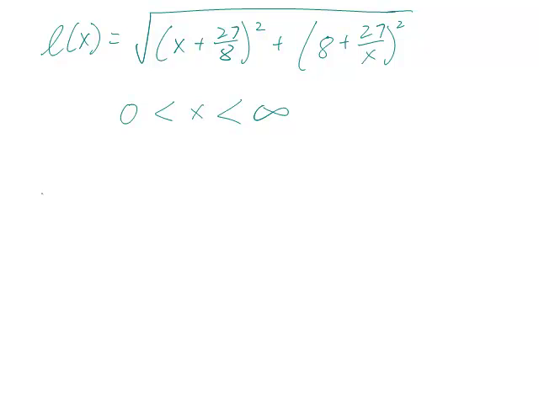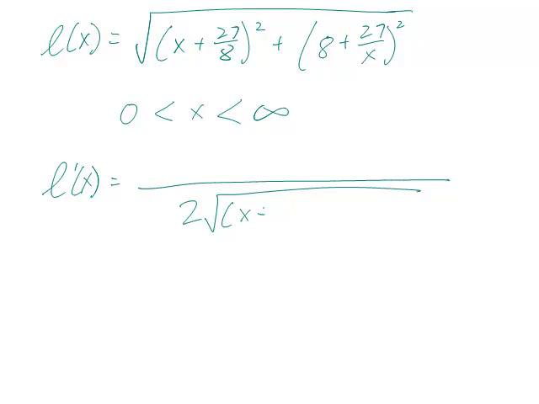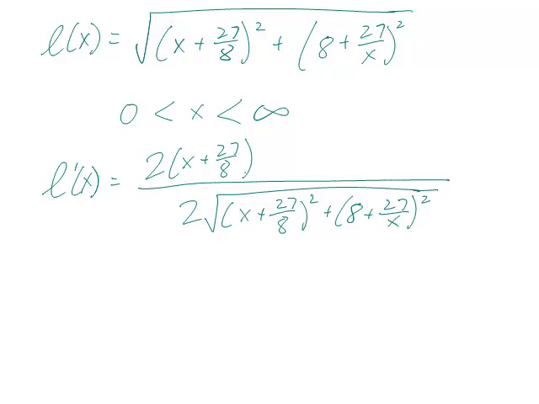So let's minimize this by first doing L prime. When you take the derivative of a square root, it is 1 over 2 root, whatever's inside the square root, times the derivative of what's inside the square root. So the first one is 2 times (x plus 27 over 8) times the derivative of x plus 27 over 8, which is just 1, plus 2 times (8 plus 27 over x) times the derivative of 8 plus 27 over x. Derivative of 8 is 0, derivative of 27 over x is minus 27 over x squared, because 27 over x is 27x to the minus 1.